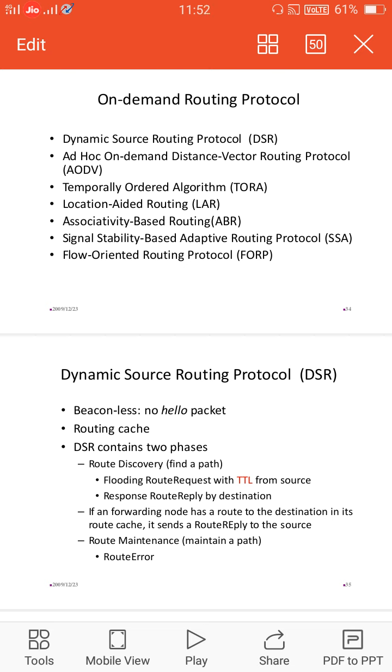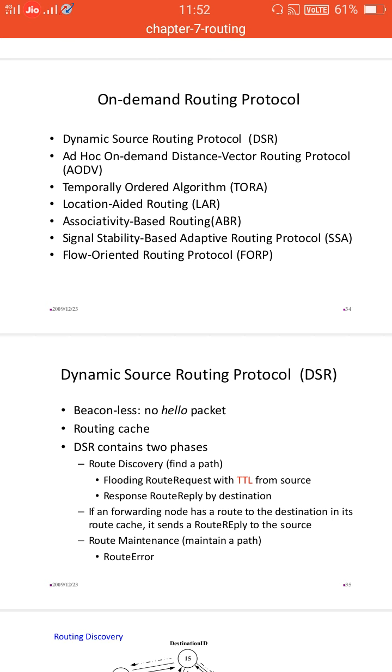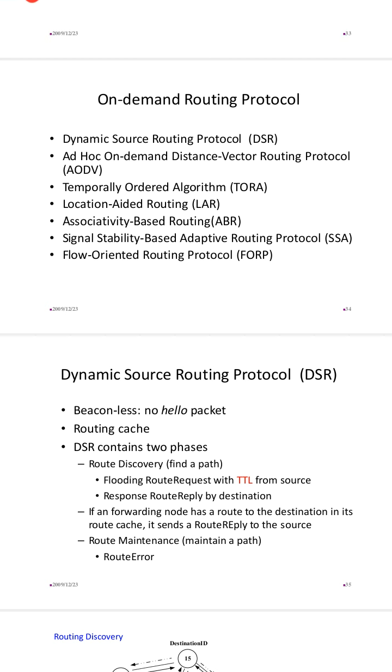Examples of on-demand routing protocols are the dynamic source routing protocol, ad hoc on-demand distance vector routing protocol, temporarily ordered algorithm, location aided routing protocol, associativity based routing protocol, signal stability based adaptive routing protocol (SSA), and flow oriented routing protocol (FORP). Out of these we can discuss several protocols in on-demand routing.